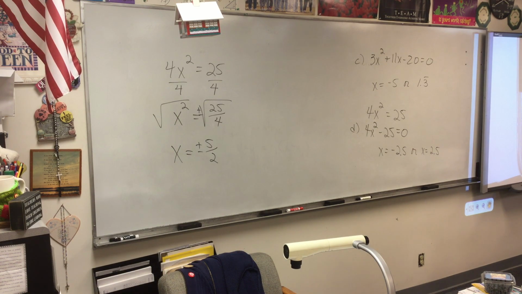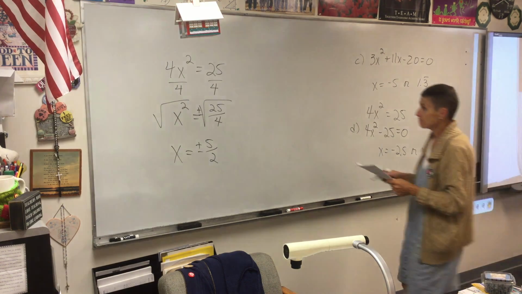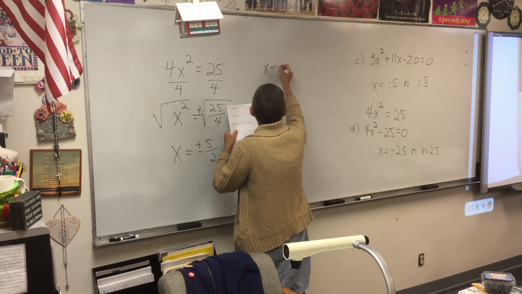How many answers are we supposed to have? Two. If you forget the plus or minus, how many answers do you get? One. You have a parabola. It crosses in two places. The plus or minus gives you both places. All right, what about B?